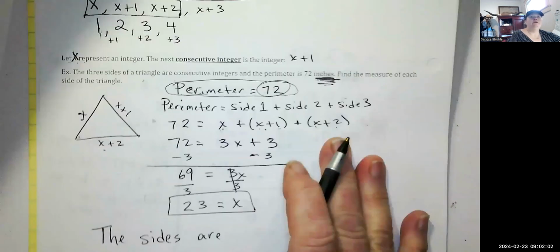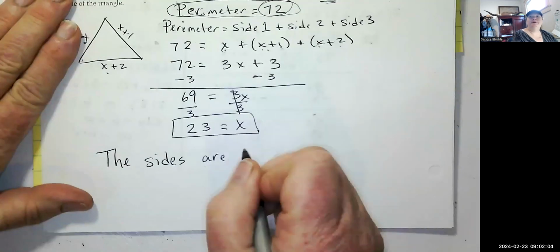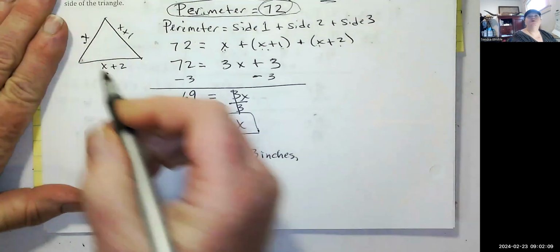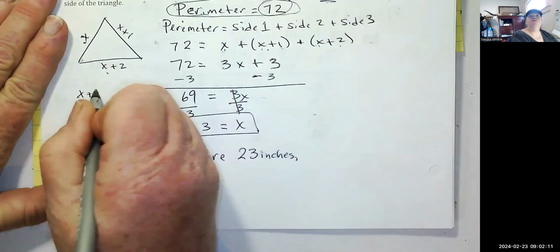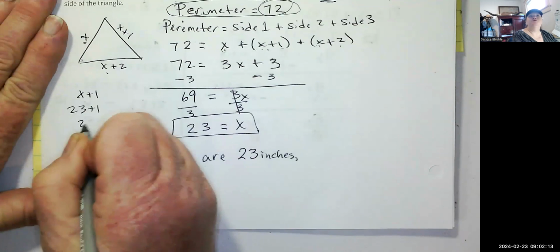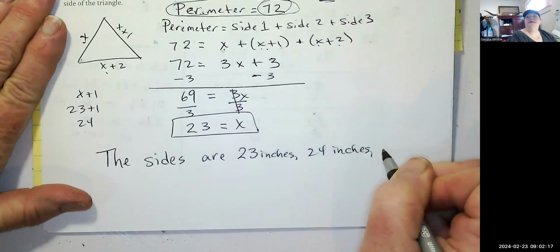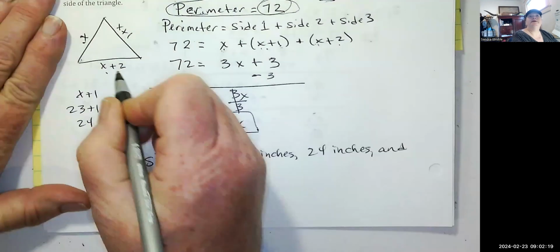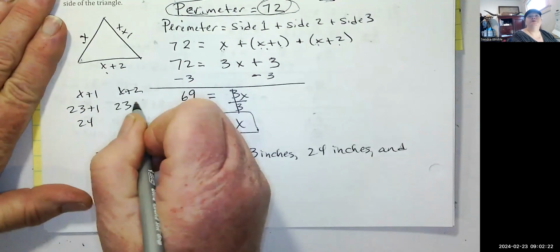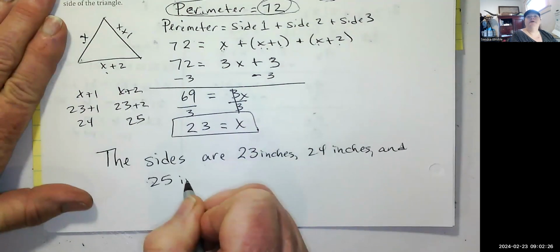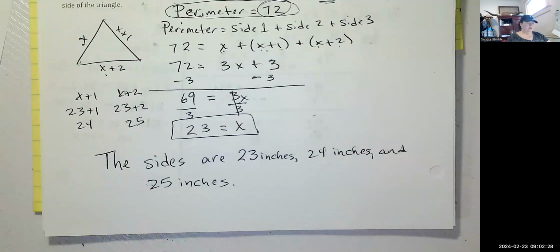The sides are 23 inches. What's the next one? x plus 1 would be 23 plus 1, which is 24 inches. And we've got x plus 2, so 23 plus 2 is 25 inches.